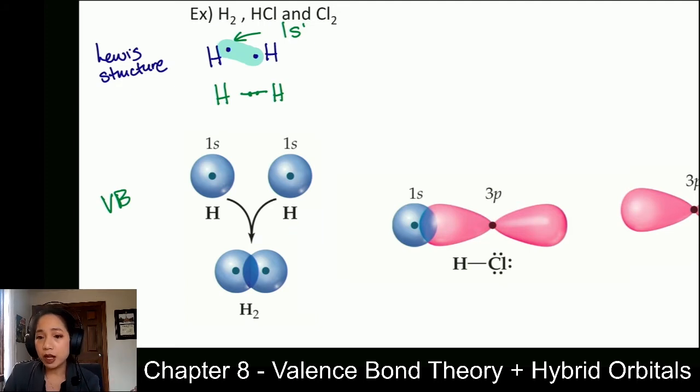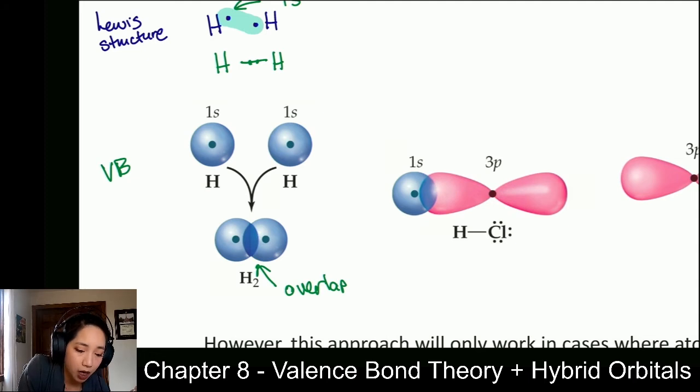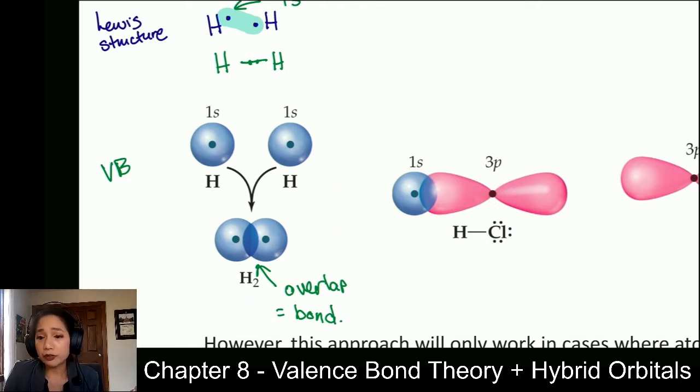What valence bond theory says is that when we bring together those two electron clouds, or orbital shapes, the two 1s orbitals, those two spheres will overlap with one another. It's this overlap of those two orbitals that creates the bond that we need to make our molecule. So that overlap equals our bond. That's what valence bond theory says.